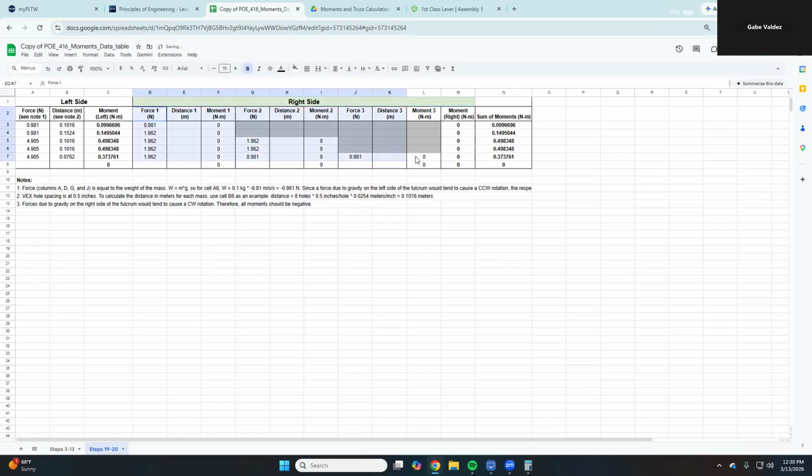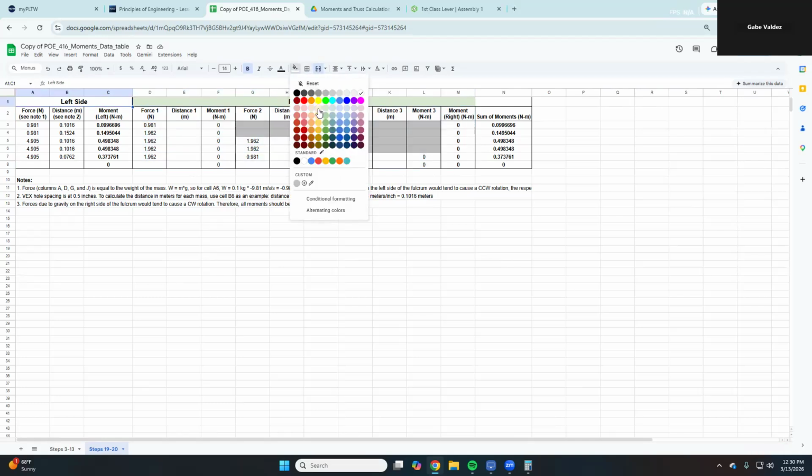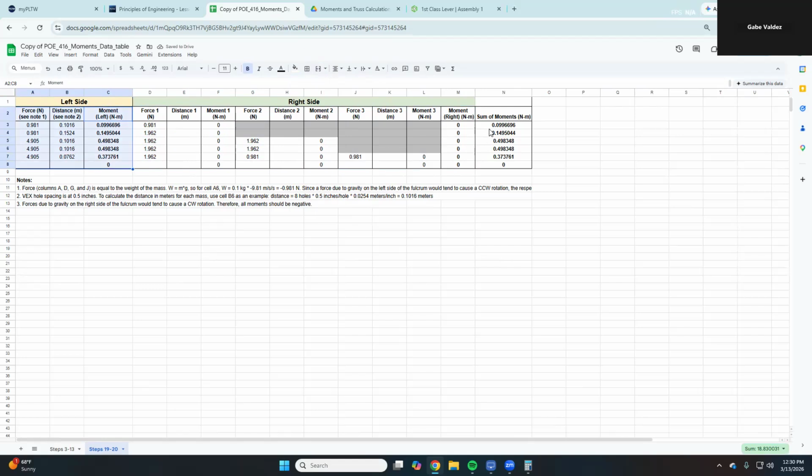So these are all the moment calculations for the right side. This right here is all the calculations of the left side. The idea here is that the sum of the moments should be 0 if you have balance. Now, how are they going to sum up to 0?